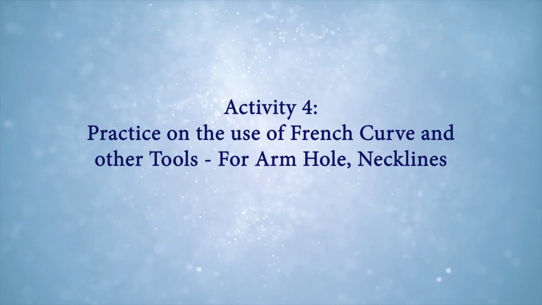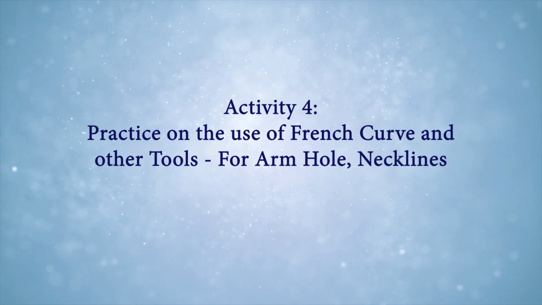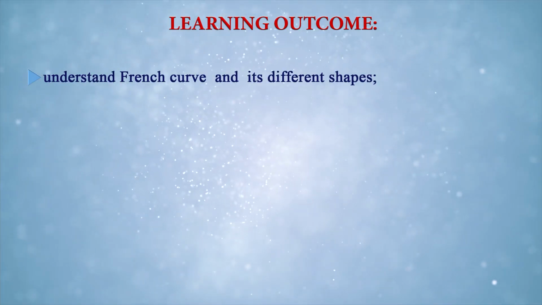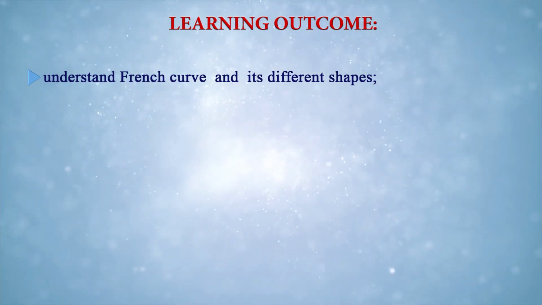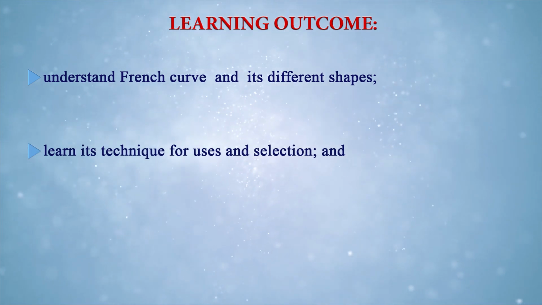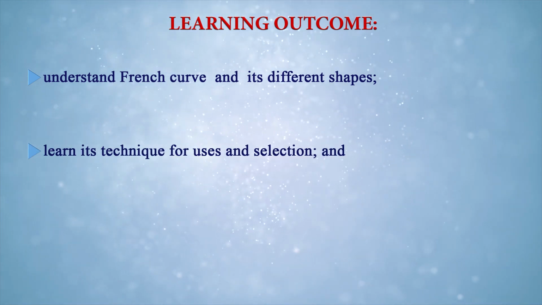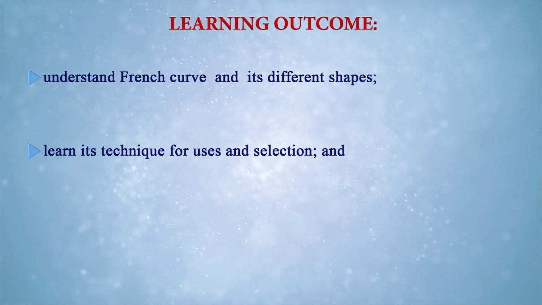Then we come to activity 4, which is based on practice on the use of French curve and other tools which are used for making armholes and the neckline. So first let us discuss what outcome you will gain after attempting this activity. After attempting this activity, you can understand what French curve is and what its different shapes are. Then you can learn its technique for use and selection, and why it is used, and for which part of the pattern we use the French curve.